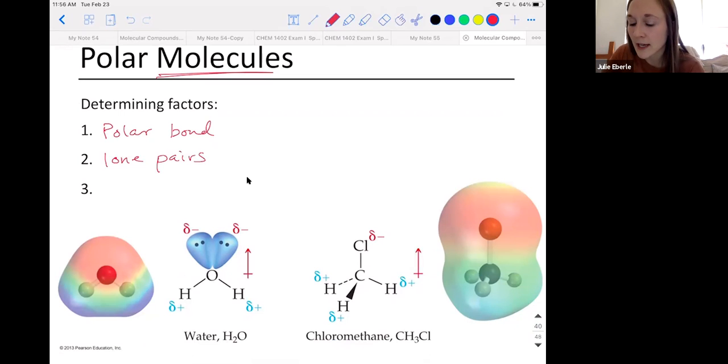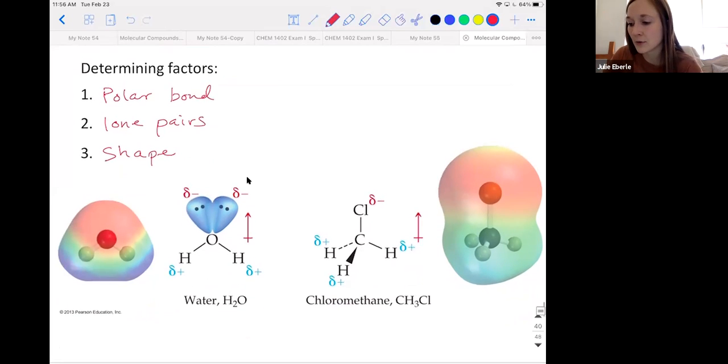But not always, because you have to consider the third thing, which is the shape of your molecule. There will be times when you'll be able to look at a molecule and say, yes, I have polar bonds, and yes, I have lone pairs, but because of the shape of my molecule, I have no net polarity overall, and I have a non-polar molecule. And that's if or when you have symmetry in your molecule. So I'll explain what I mean on that in a second.